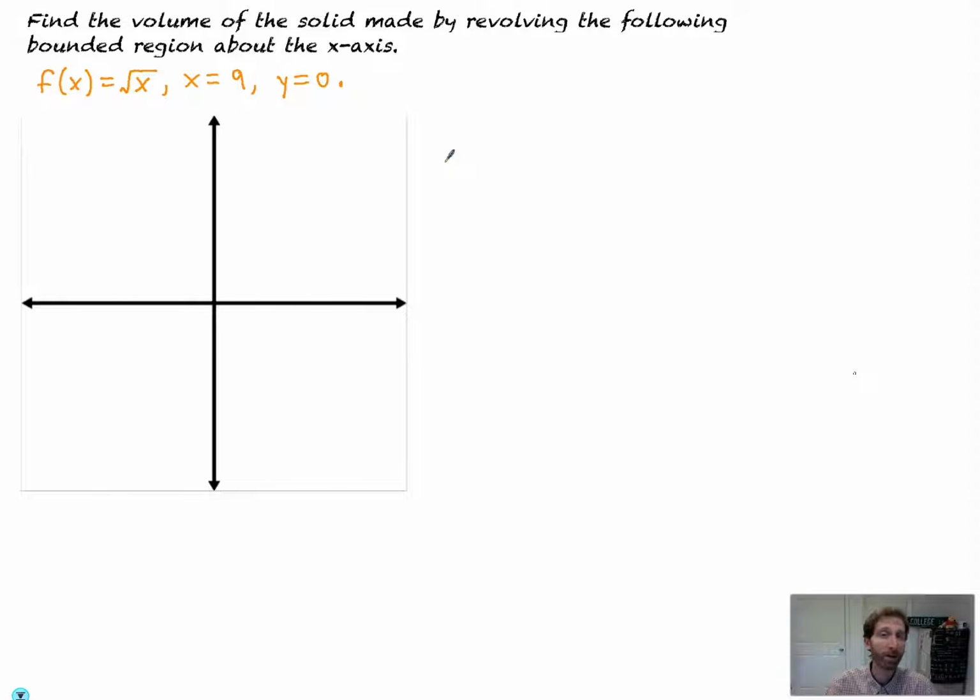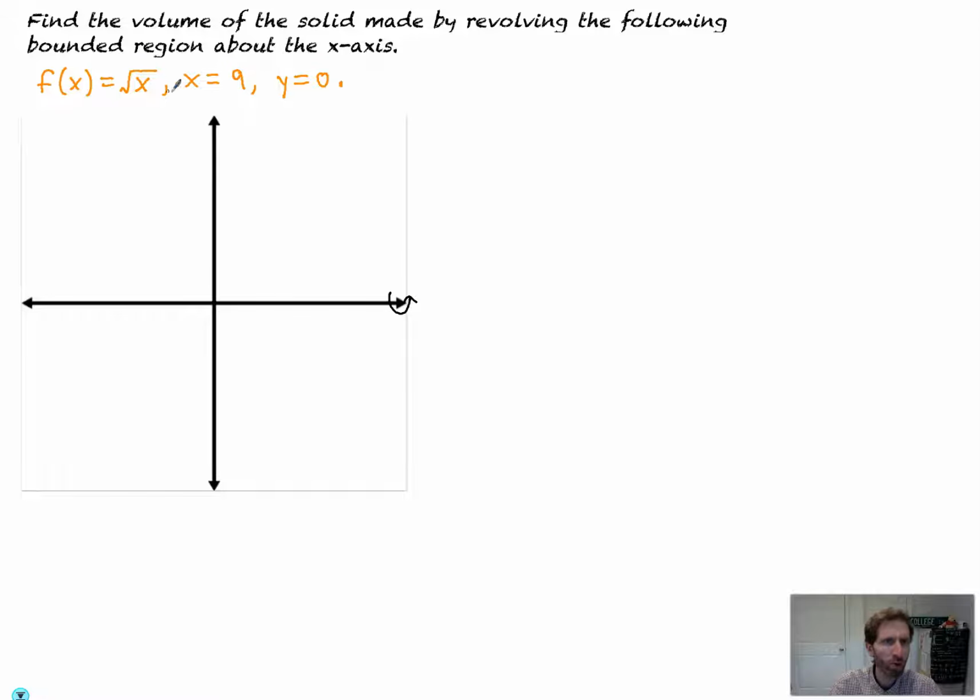Hey there! Here we go into the second video on the disk method. And in this one, we're going to see that we can use disks to revolve regions that are pretty funky looking. Right? In the last one, we looked at a cone and a cylinder, but let's get crazy. So this says, find the volume of the solid made by revolving the following bounded region about the x-axis. Okay, so we're revolving about the x-axis.